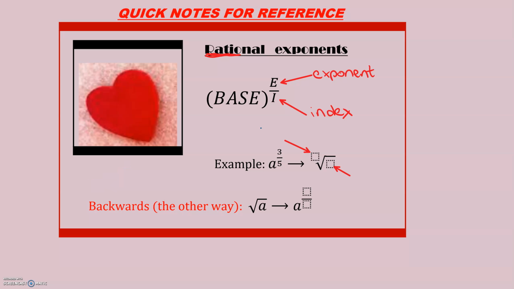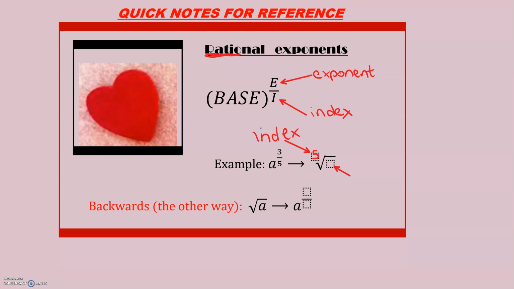An example of this is if we were to take the base of a, and now we have it up to the power of 3 over 5. How we would write that as a root is that 3 is the exponent, so that's the numerator, and that 5 is the index, which is the denominator. So that index goes right there in that symbol.